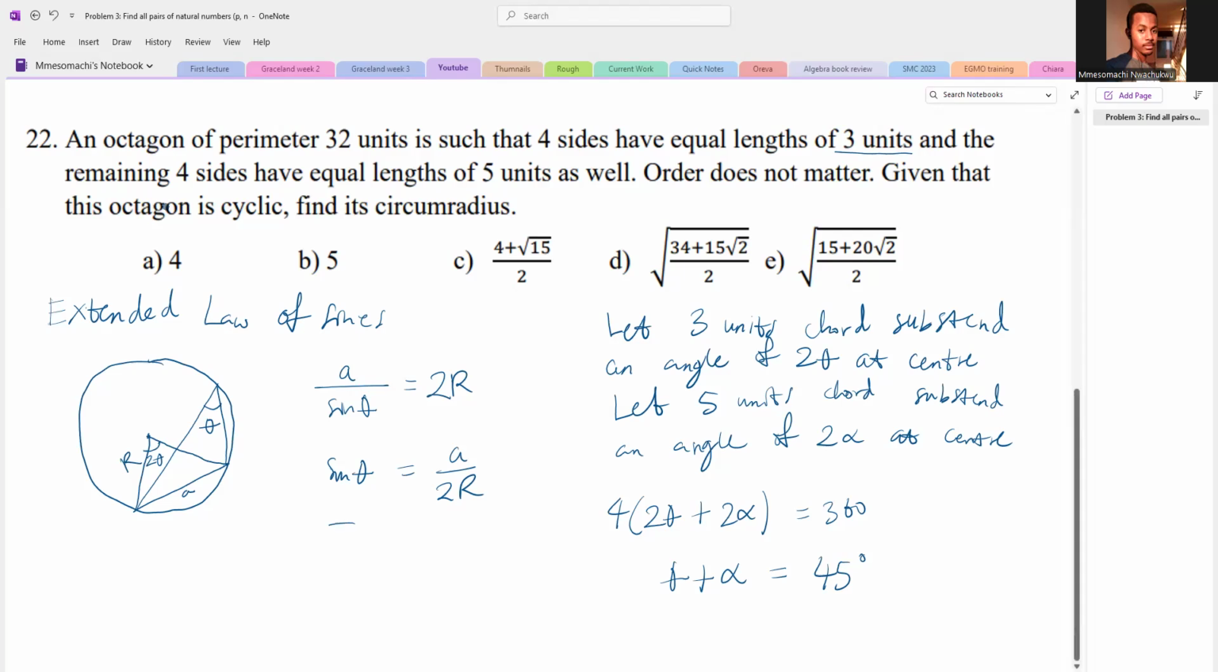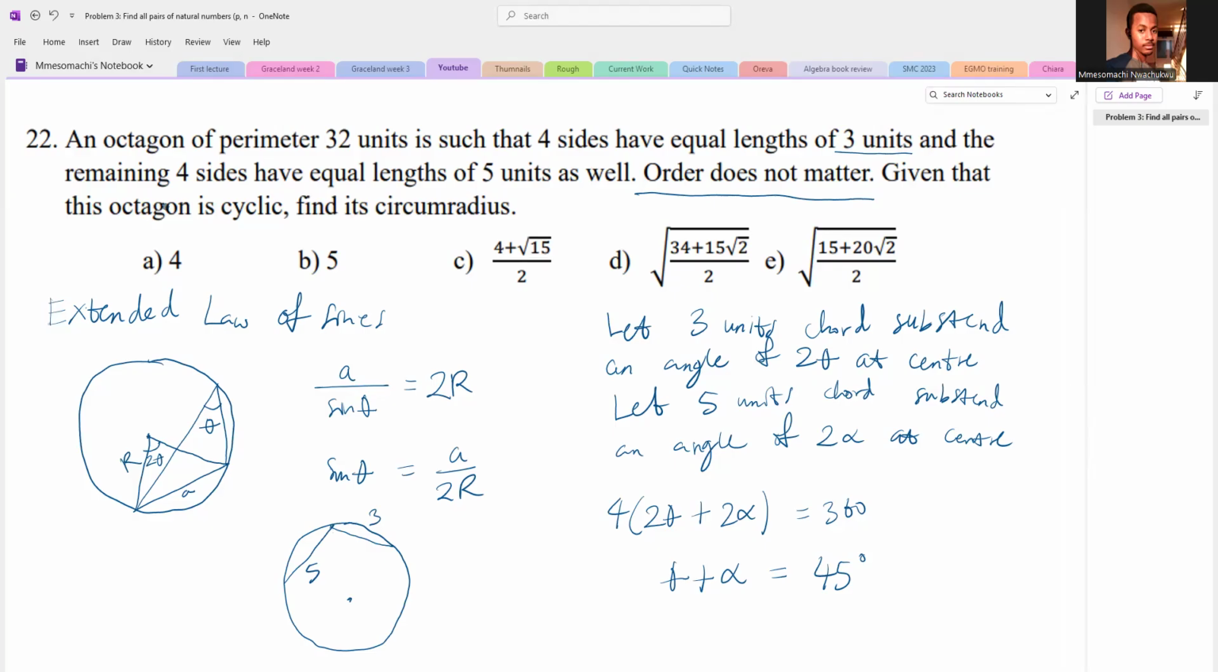So now we can just draw the circle. We can remove the octagon. This is why order does not matter. People wonder why order does not matter. It's because now we've thrown away the octagon, we just have the circle. So first of all, let's say this is a 5-unit chord. Let's say this is 3 units. And then we have that.